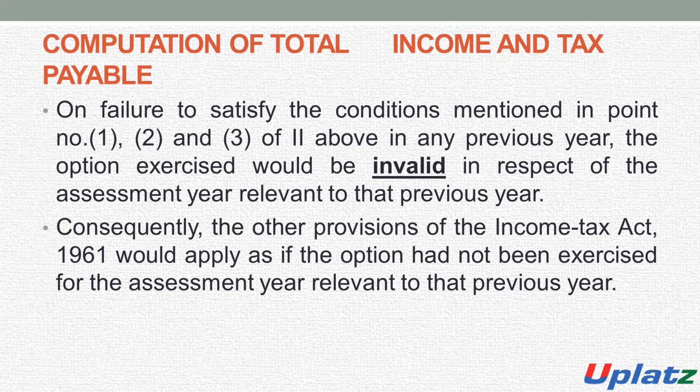Consequently, the other provisions of the Income Tax Act 1961 would apply as if the option has not been exercised for the assessment year relevant to the previous year. Means other provisions will be applicable just like that. He has not adopted the provision of section 115BB, BC, BAC. So he has not adopted the concessional rate of income tax. So if he does not adopt it, then all the provisions of income tax will be applicable normally.